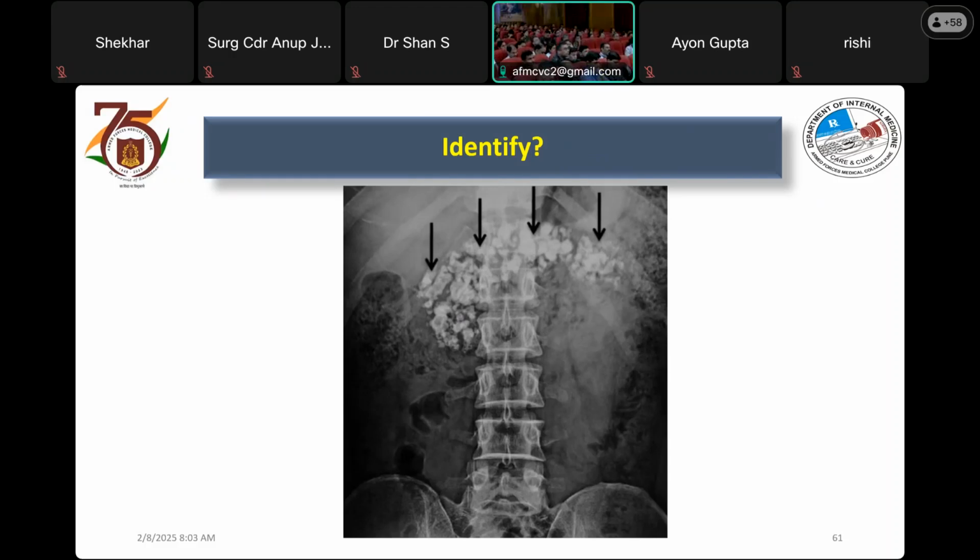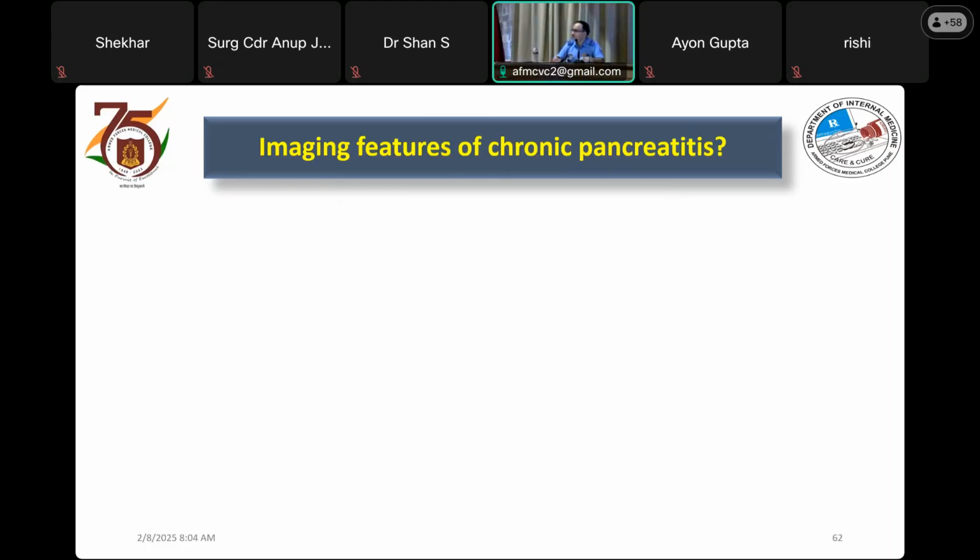Whenever we're dealing, we discussed in the starting that type 1, type 2, and pancreatic diabetes are three kinds of diabetes which lead us into confusion in the diagnosis of diabetes. So pancreatic diabetes, in an appropriate setting, an X-ray abdomen may be good enough where you can pick up the pancreatic calcification. So what are the imaging features of chronic pancreatitis?